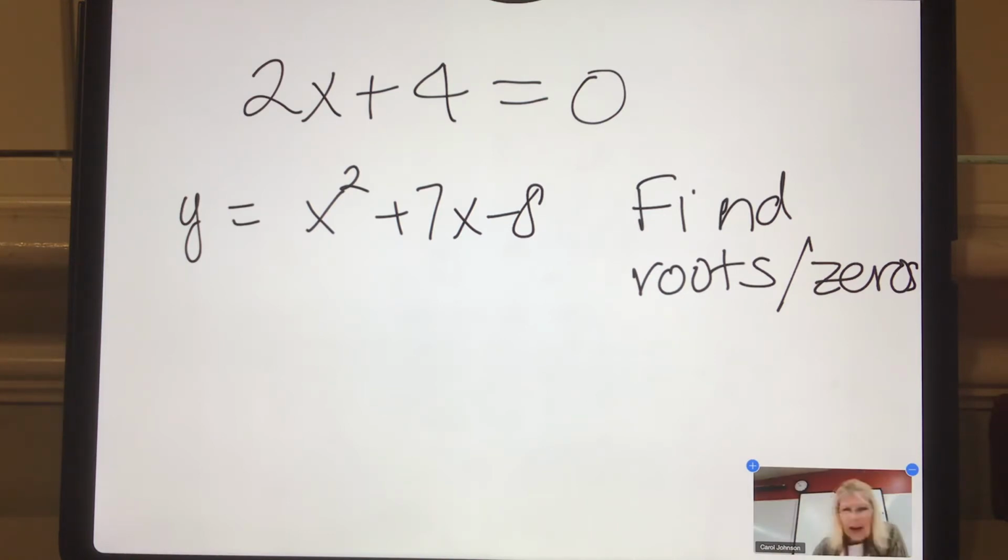I'm so excited. Okay, if I ask you to find the roots of 0, what are they asking you to do?